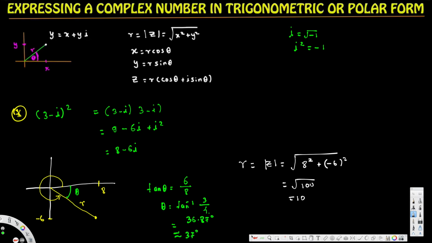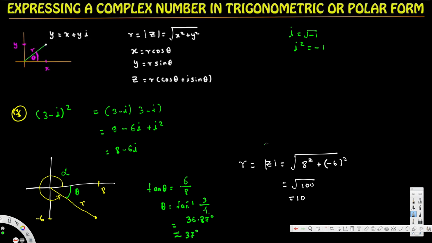If we subtract to find this angle, let's call this one alpha. Alpha is the one we are interested in. We want to see from the origin, counterclockwise, what the angle is going to be. The total angle is 360. We calculated this theta, so if we subtract that from 360, 360 minus 37, that's going to give us this angle. So alpha is equal to 323 degrees.